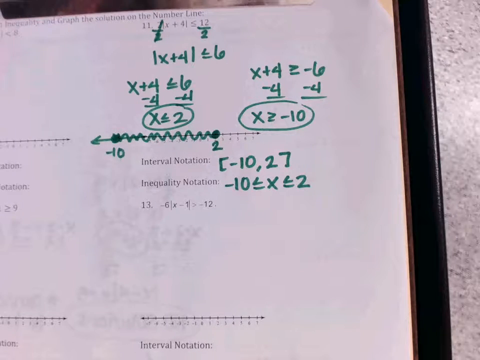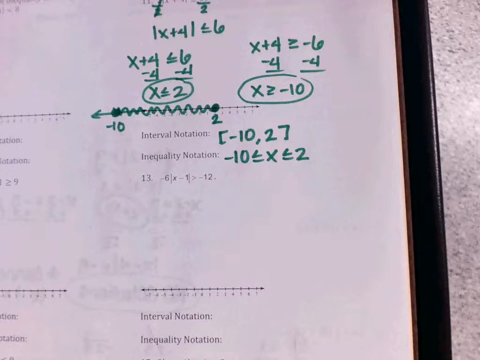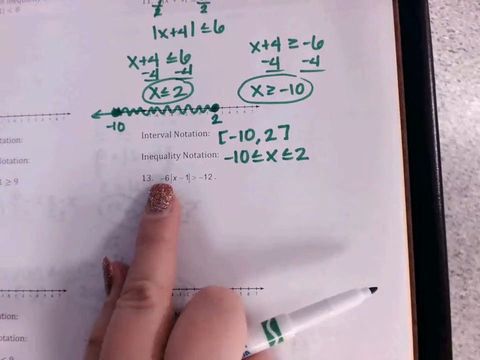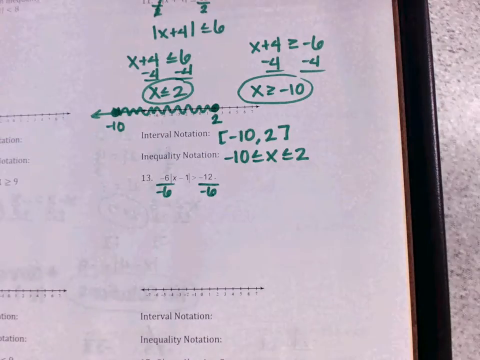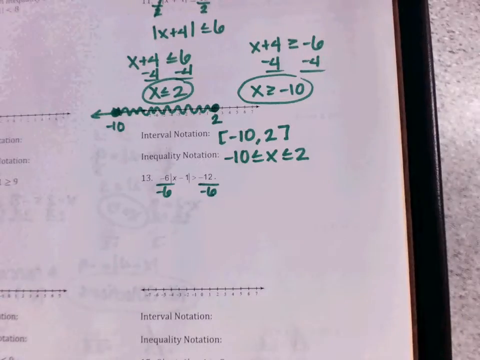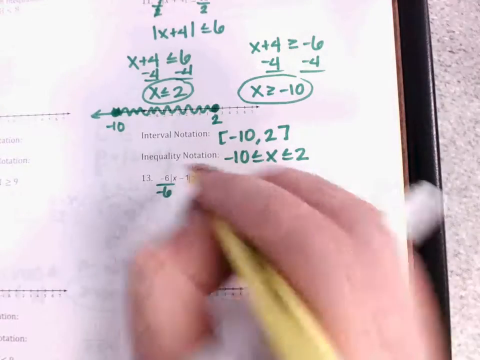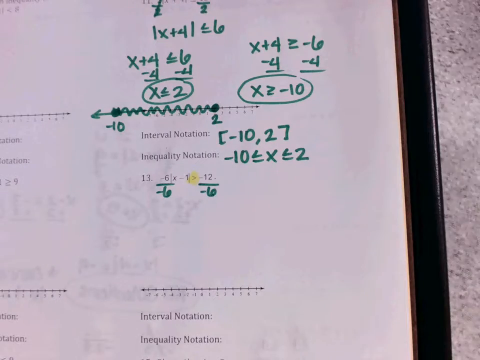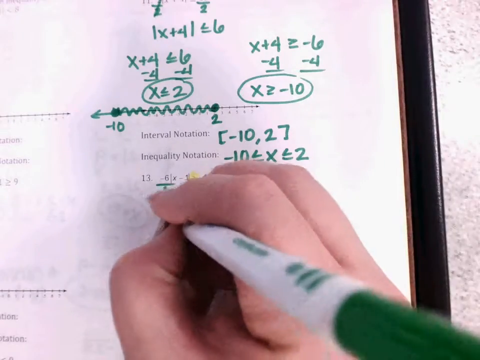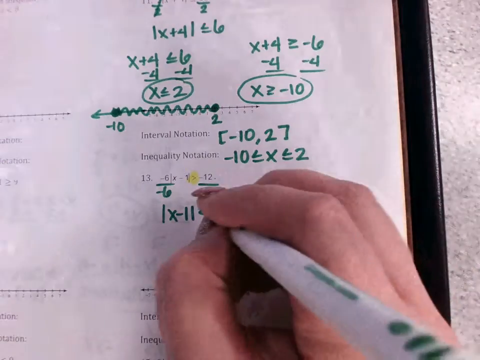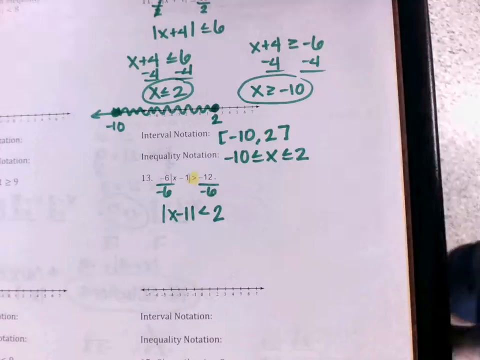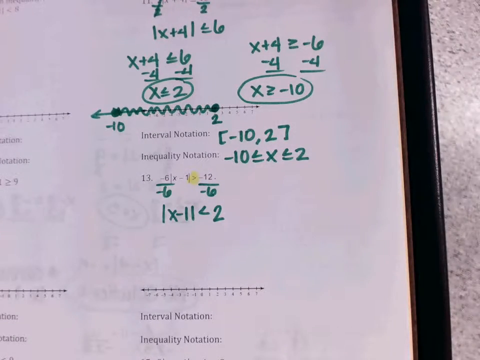Okay, 13, first thing I have to do is what? My negative 6, I have to divide, right? And when I divide by a negative, what do I have to remember to do to my symbol? Yep, it was a greater than, but now it's going to be a less than because I divided by a negative. So it'll be x minus 1 that way. And then negative 12 divided by negative 6 is 2. Now, if this number had stayed negative, would I be able to split? No. So you can only split if it's a positive, but that negative 6 kind of fixed it.